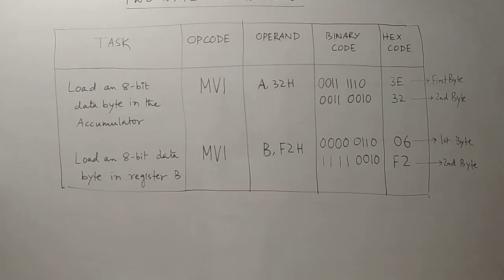For the second task also we have 2 bytes, first byte and second byte. So these instructions would require 2 memory locations each to store the binary codes. The data bytes 32H and F2H are selected arbitrarily as examples. Fine. You can take any example.